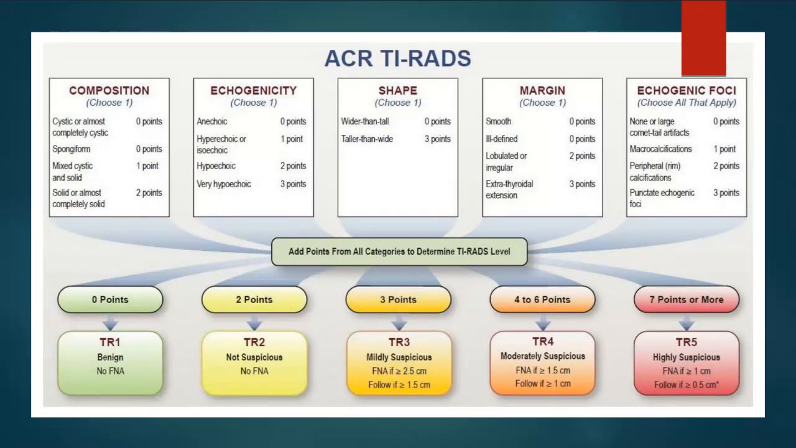Now, if we see something that looks solid, hypoechoic, taller than wide, right? Lobulated, punctate echogenic foci inside, you are scoring, everything that I just said was 2, 5, 8, 11, 14, right? That would be 14 points. So that means that that is highly suspicious for being malignant or being cancerous.